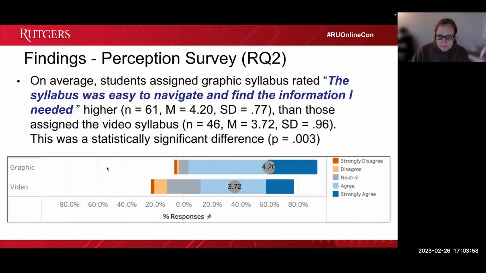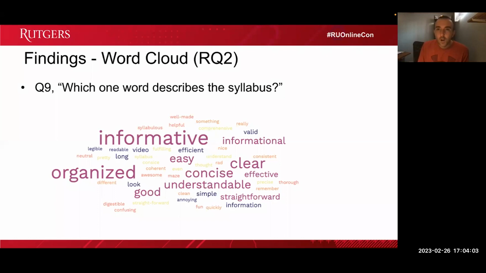We also had one question on the survey that asked students to give one word to describe the syllabus. And we made a word cloud just for a visual overview of what that looked like. While most of the feedback was positive, the words they used most often were informative, organized, concise, and understandable and clear. Those popped out as some of the more popular ways to describe the syllabus in one word.